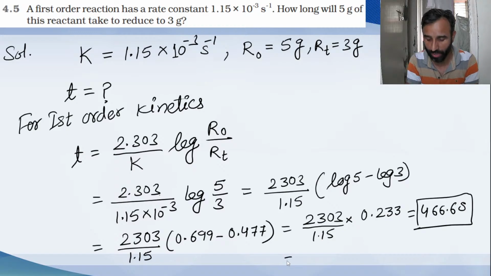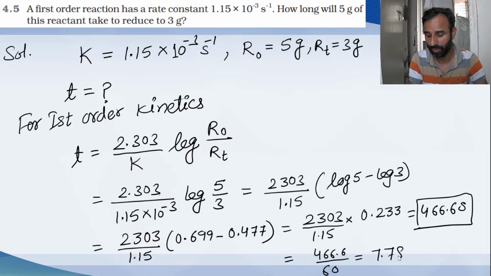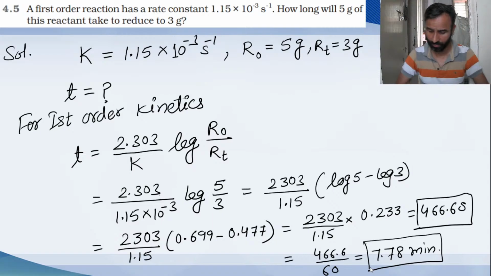Or to calculate in minutes, just divide it by 60. It becomes 7.78 minutes. Okay, so that is question number 4.5 in the textbook.